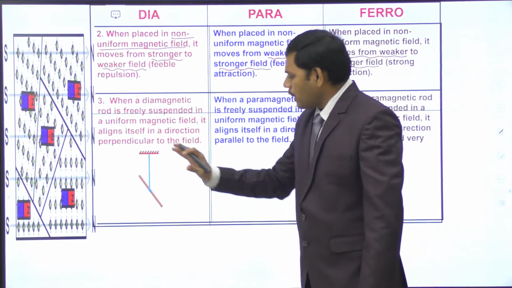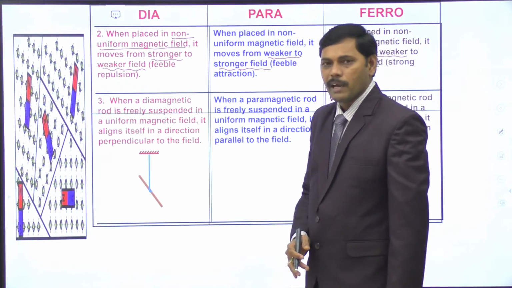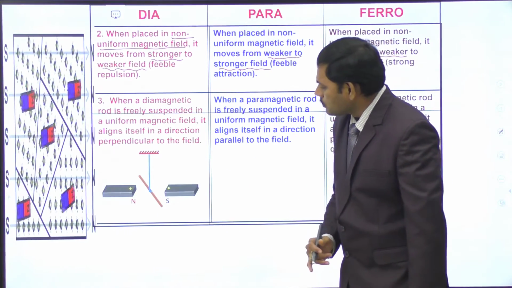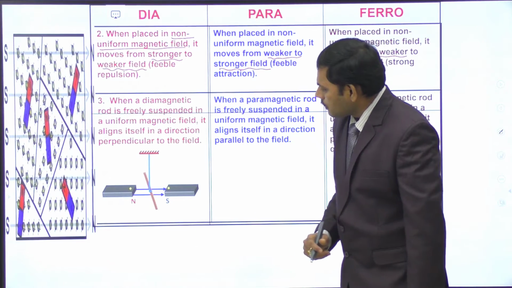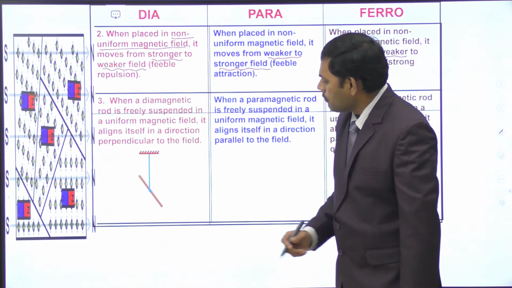Now it is repelled by the magnetic field so that it comes perpendicular to the direction of the magnetic field. So let us see the animation, students, looking at the image. See, it is directed perpendicular. I would like to show it one more time.